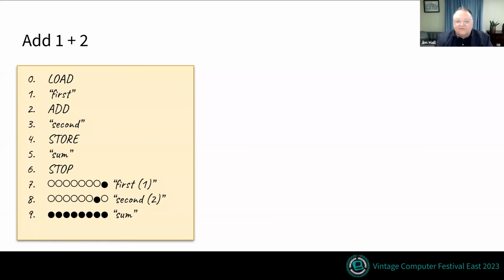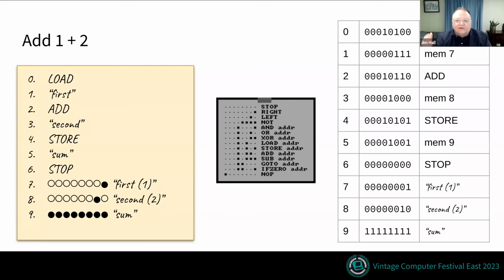It's still a fairly straightforward program, and it looks like this, right? So we're going to load from a value stored in memory location 7, and then we're going to add to that a value that's stored in memory location 8, and then we're going to store that somewhere else in memory, in memory location 9, and then we're going to stop the program. And then we can go in and look at the memory in the system.